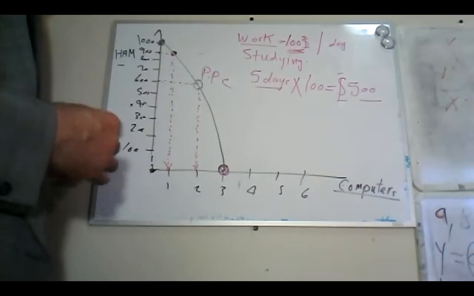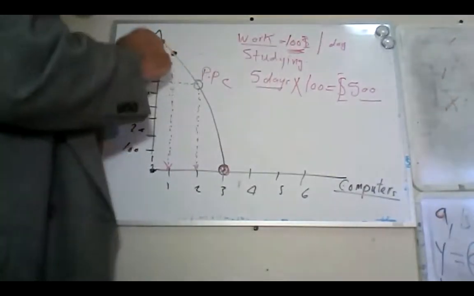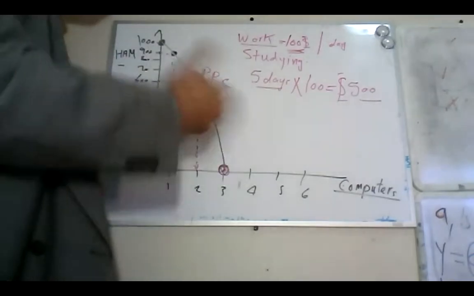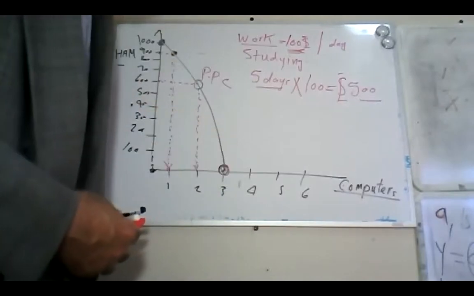Same thing we will do here. The society will sacrifice some units in favor of producing other units. And that is what we call Pareto.